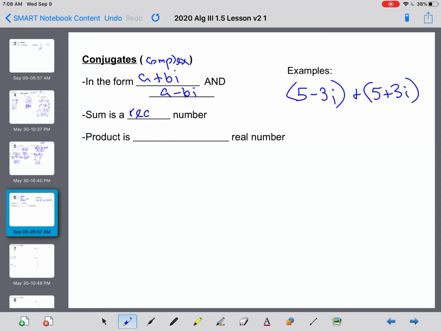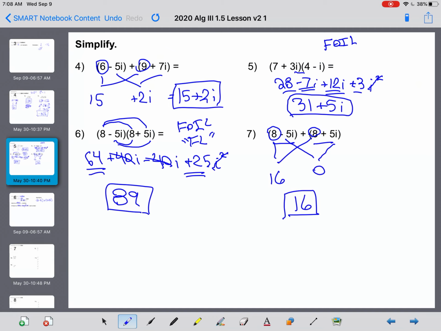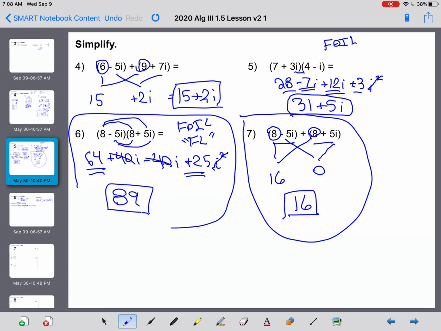When we add them, going back to that problem number 7 we had, we get a real number. And when we multiply them, we get a non-negative real number because of the fact that we're basically squaring a and squaring b. And we've already practiced those. This problem here was a complex conjugate one. This one here is a complex conjugate one. So we've already done a little bit of work here.